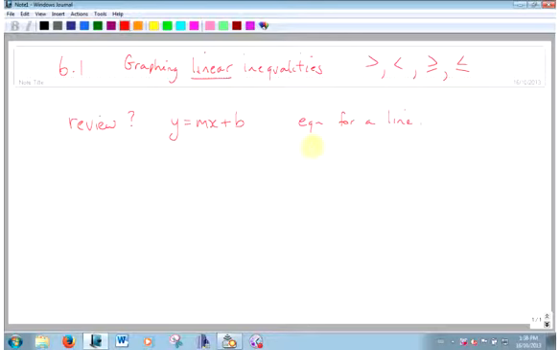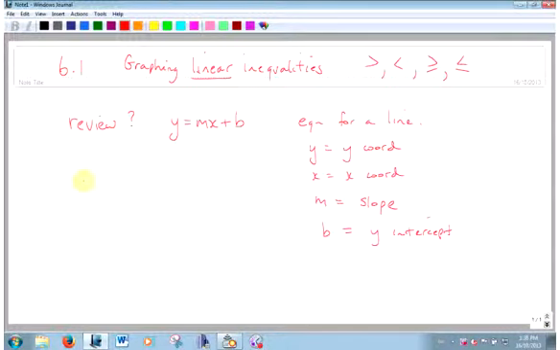So, what does all this mean? Y is the y coordinate. X is the x coordinate. Okay, so far so good. What's M stand for, Alicia? Okay. And B is the y-intercept. So that's what all that stuff means.